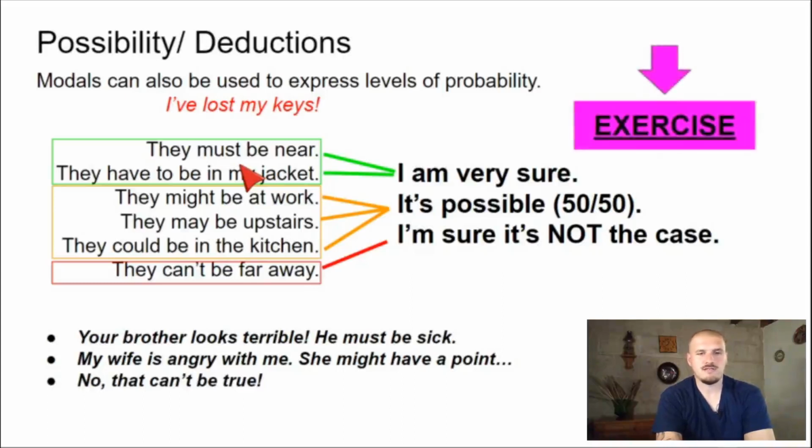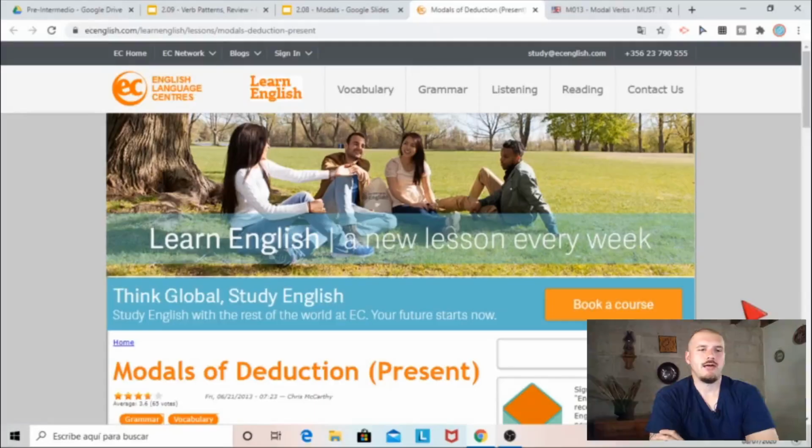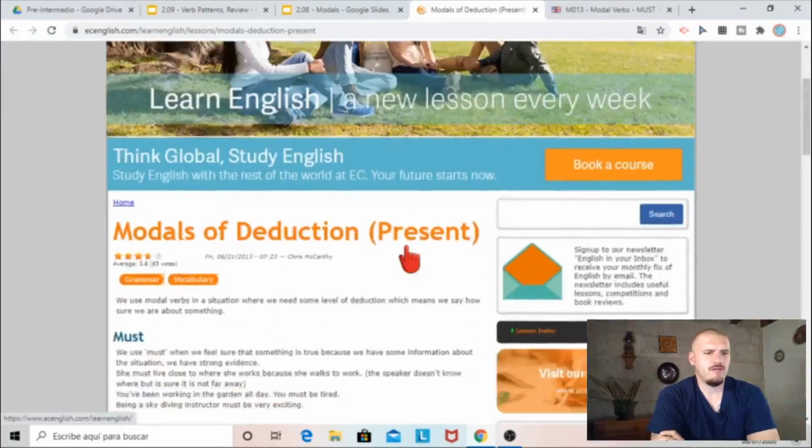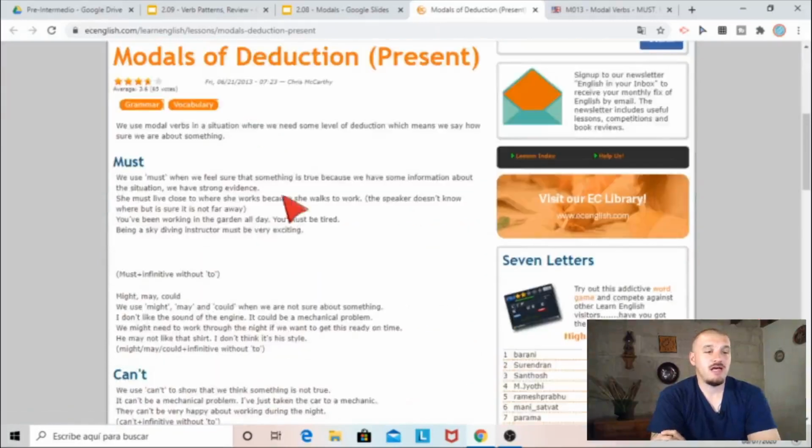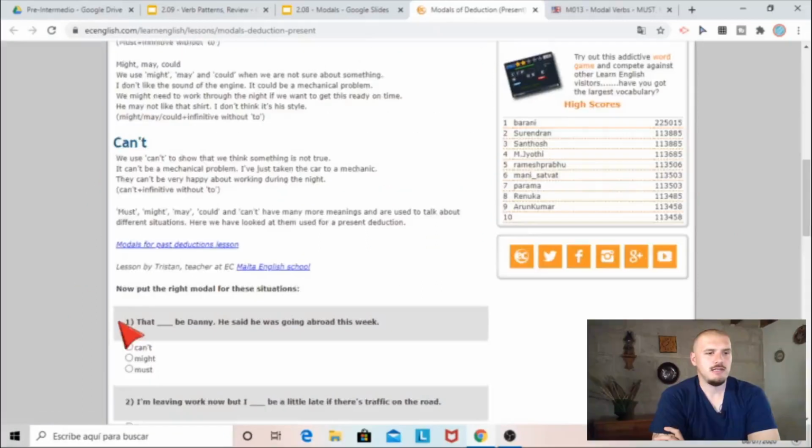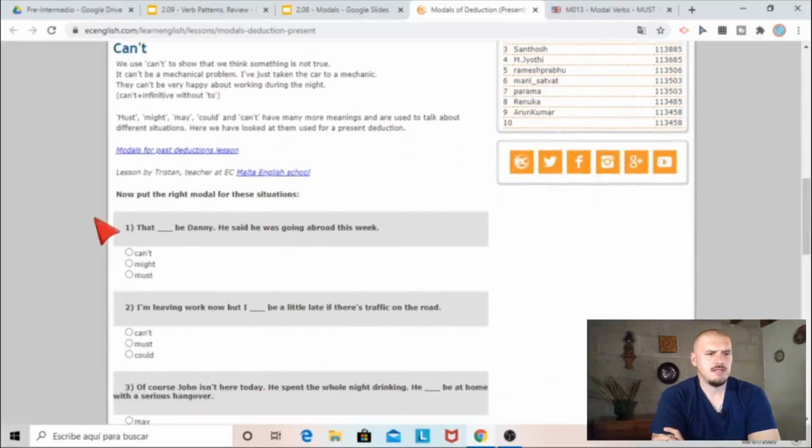Let's do an exercise. Go to point number 2 in the description to open the activity. Okay, this is what the page looks like. If you go down, it says modals of deduction. We have another explanation here. Otra vez está explicado la diferencia entre must, can't, and so on. And here we have to put the right modal for these situations.